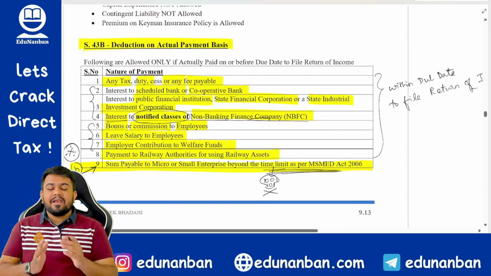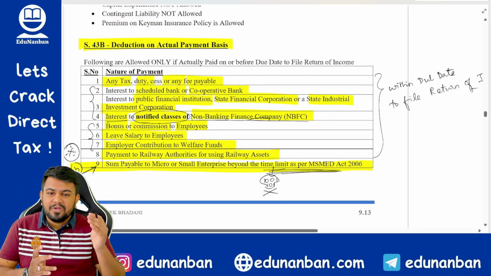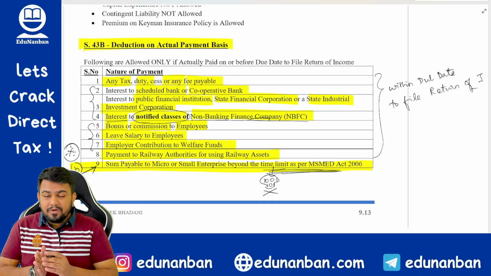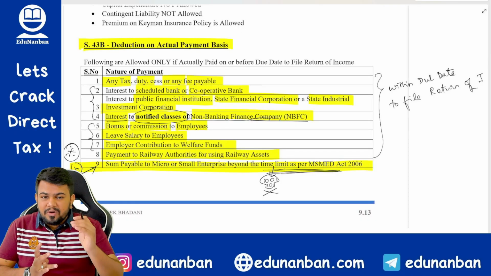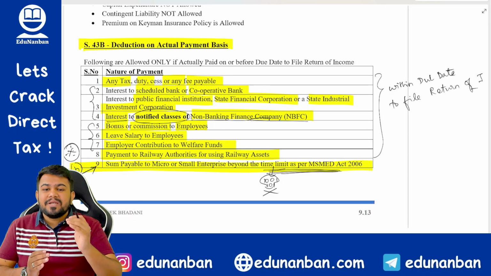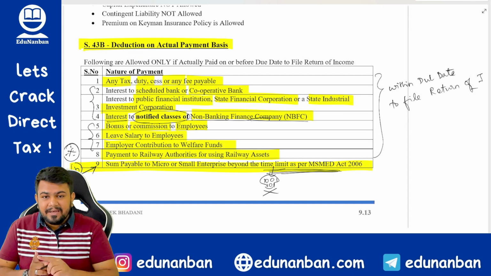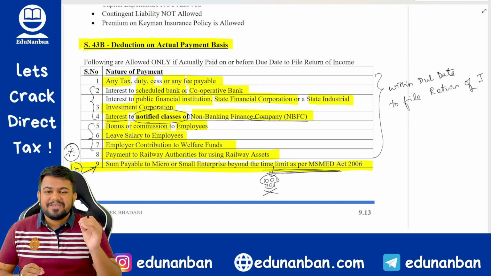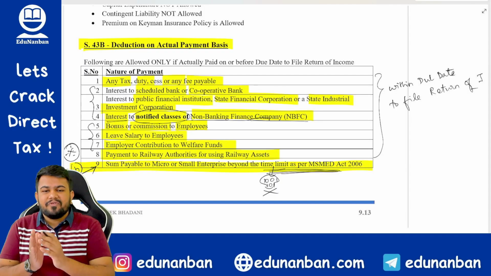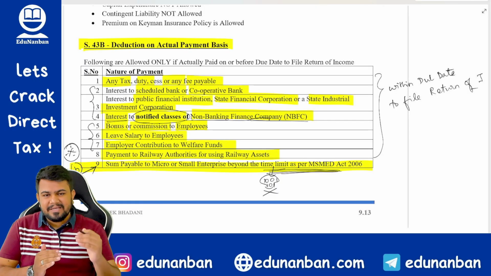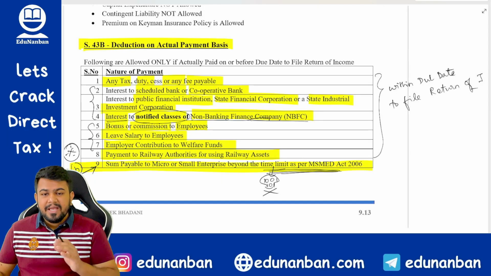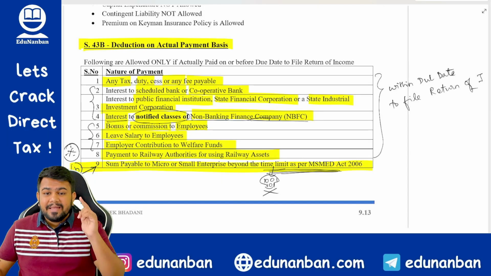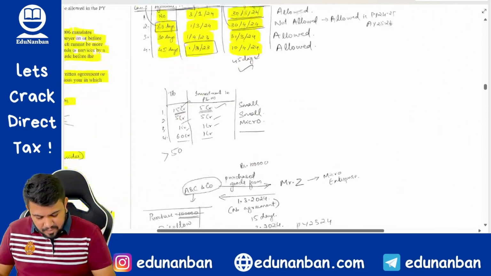The first 8 are allowed as deduction only if it is paid within the due date to file the return of income, but the payment to micro or small enterprise who are manufacturer or service provider whose turnover should be within 50 crores and investment in plant and machinery should be within 10 crores, then the payment should be made within the time limit specified in the MSMED Act, which is 15 days or date of agreement or 45 days as the case may be. If the payment is made within the time limit, then the amount is allowed as deduction. If payment is not made within the time limit, then it is allowed as deduction in the year in which the payment is made. That is why I told you.